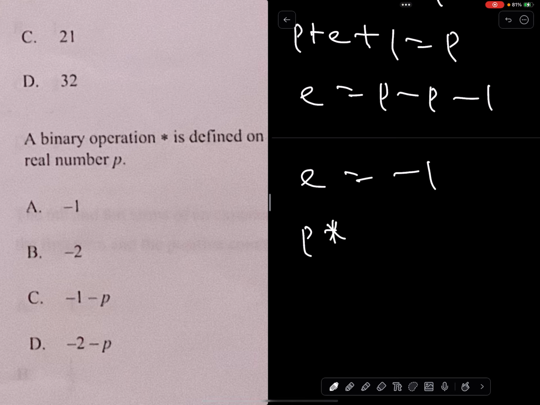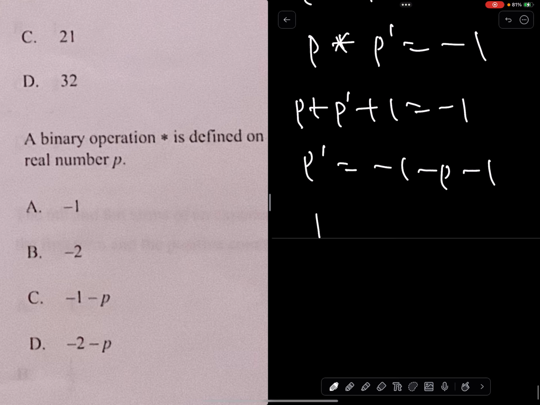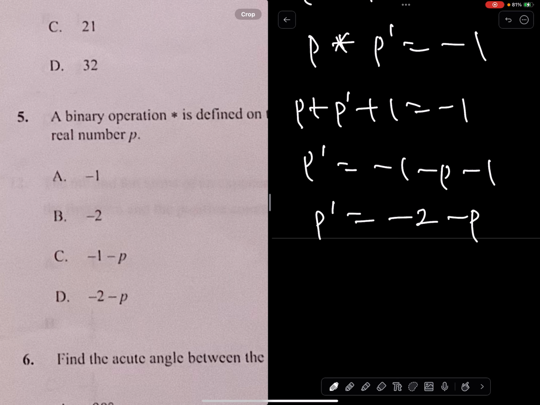Now let's combine P with its inverse, which is going to be P asterisk P prime equals E. And that simply means P asterisk P prime must give us minus 1, which means P plus P prime plus 1 equals minus 1. Now what's P prime? That's minus 1 minus P minus 1, which simply means P prime is equal to minus 2 minus P. And the correct option to that is D.